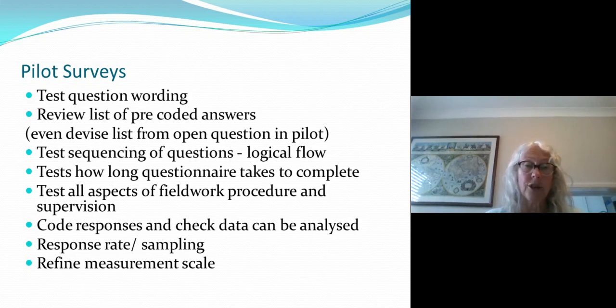And so we do pilot surveys, and these do help enable us to do all these things like test the question wording. Hopefully you'll pick up if something doesn't make sense because someone will tell you. We can review a list of pre-coded answers. So if a lot of people are ticking other, then you know that perhaps you need some other answer options. And often you can sometimes devise some pre-coded answer options by having an open question in your pilot. So if you don't know what the answer options are going to be, perhaps put an open question in your pilot and find out what options there might be.